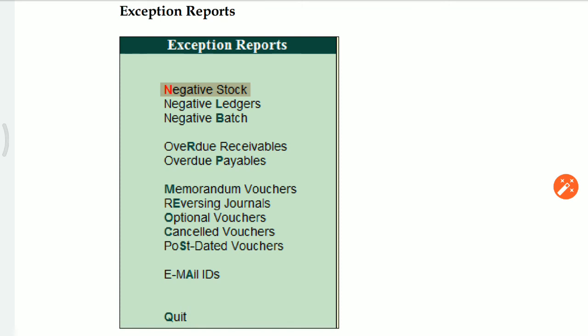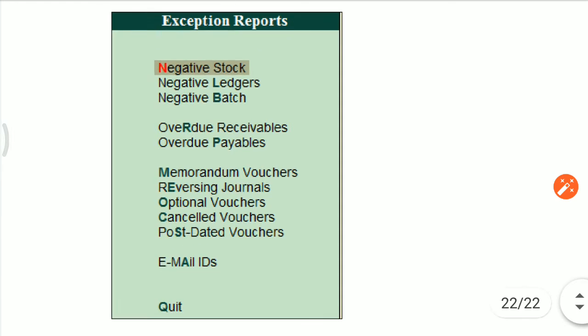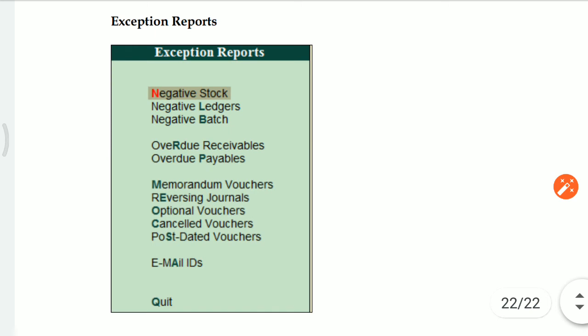Next is negative ledger, negative batch, overdue receivables, overdue payables. This will give an indirect hint to auditors about what problem is going on in the business. Then memorandum vouchers, reversing journal, optional voucher, cancelled vouchers, post dated vouchers. So which are the most important options for the auditor? Negative stock, negative ledgers, overdue receivable, overdue payable, and post dated vouchers. Generally these are important for the auditor.